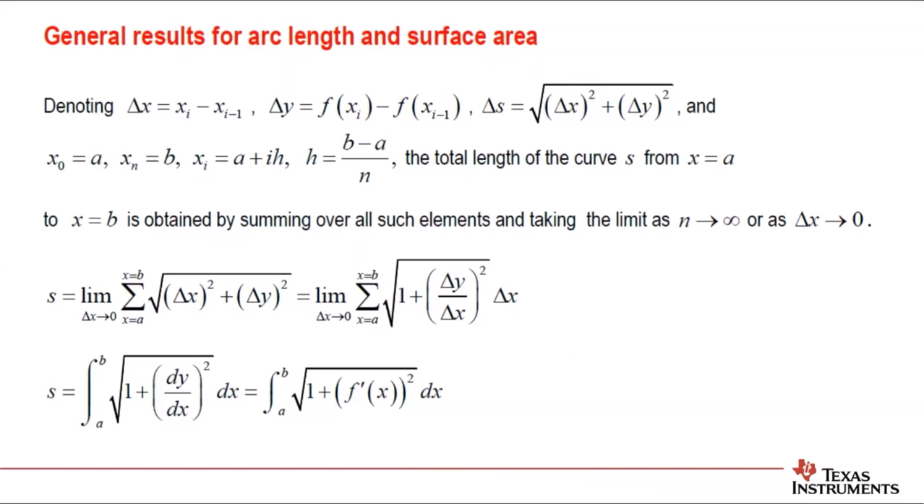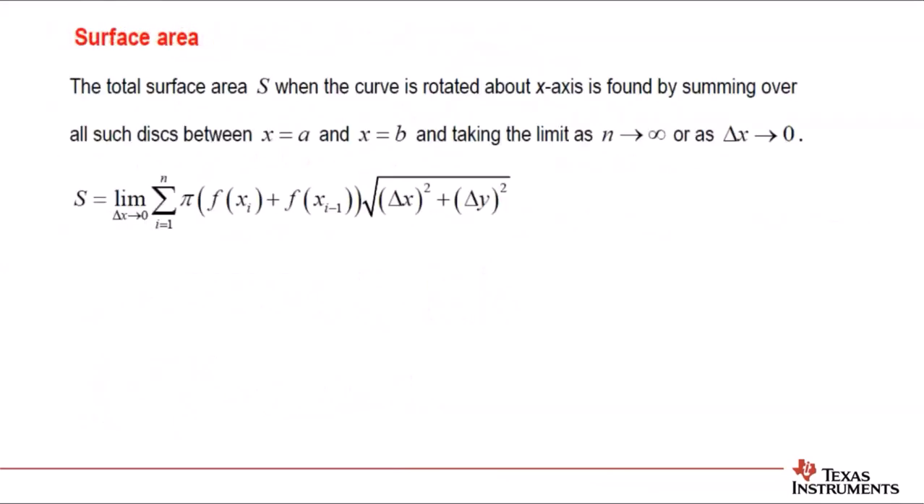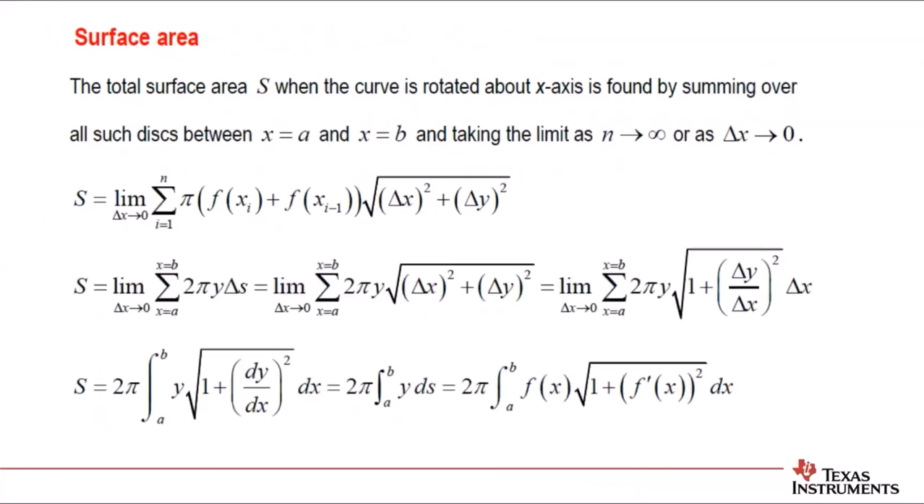Now, that's the formula for the arc length, and we'll use it in a moment to find some examples by hand. But let's just have a look now at how we can find the general result for the surface area. For the surface area, we said that the formula was the limit as delta x approaches 0 of the sum of pi times f of xi plus f of xi minus 1, times the square root of delta x squared plus delta y squared. Taking the limit as n approaches infinity or delta x approaches 0, f of xi and f of xi minus 1 become equal to each other, so we're going to get two of them. So we get 2 pi y delta s, and the total surface area is 2 pi times the integral between a and b of y times the square root of 1 plus dy/dx squared, dx.